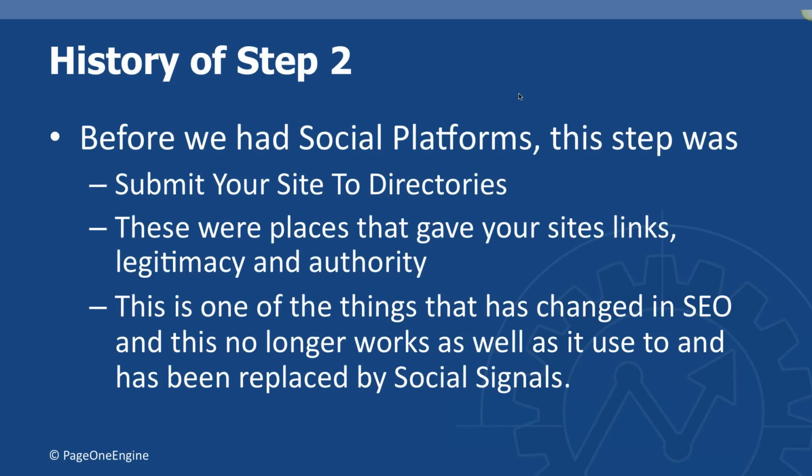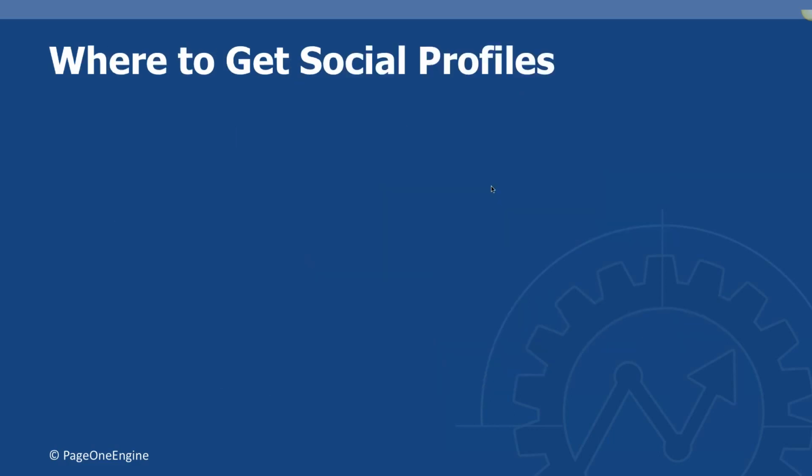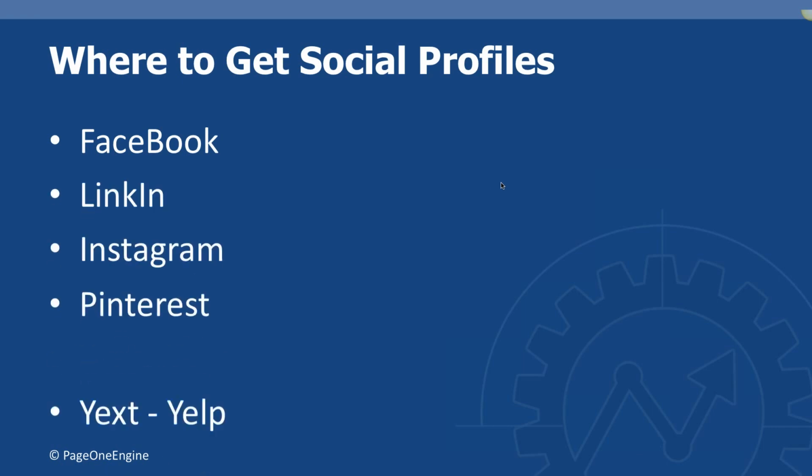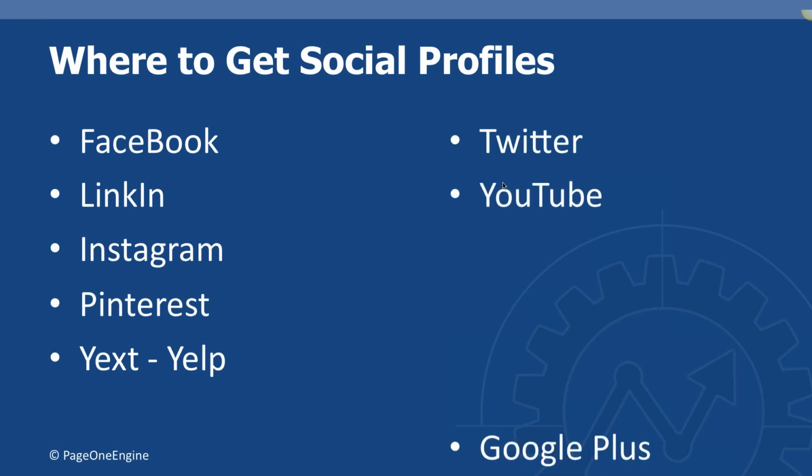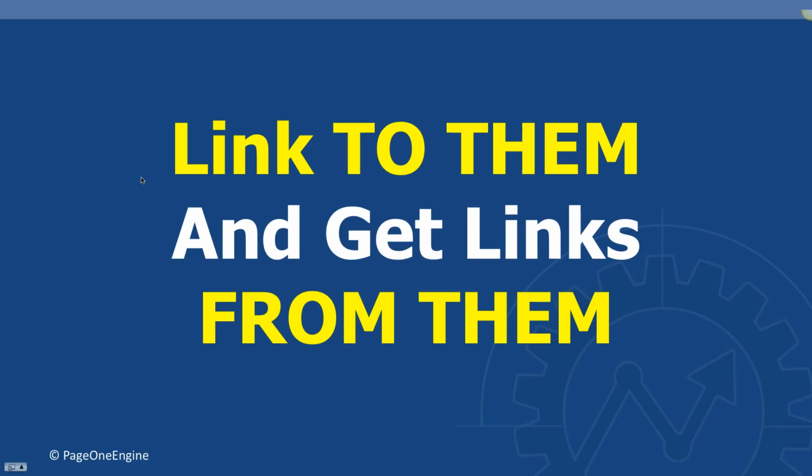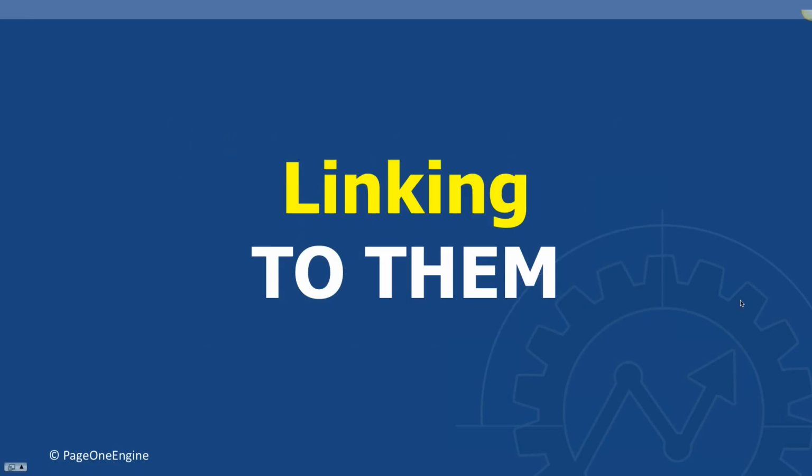I wouldn't go out to any directories except for DMOZ or some really specific ones that you pay for, like Yahoo. But in a generalization, in the step process, one through seven, step two is about creating those quick, powerful links from our social media. So that is one of the things that has changed. Where do we go get them? Facebook, LinkedIn, Instagram, Pinterest, Yext, Yelp, Twitter, YouTube, Google+. What we do is we link to them from our money site, and then we get links from them. It goes both ways, and that's what's really powerful about it.